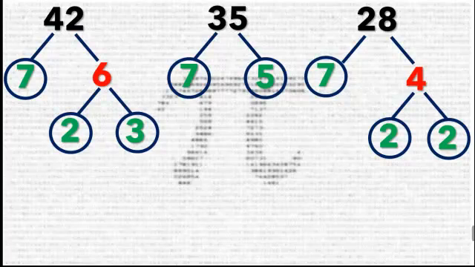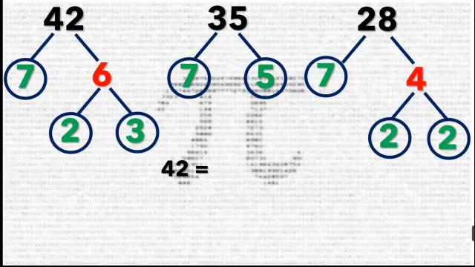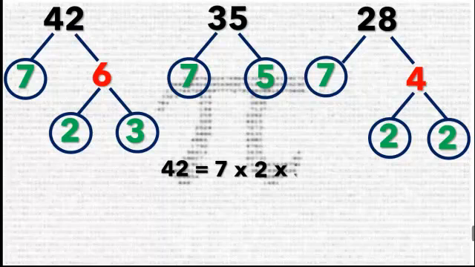Now I finished the factorization of the three numbers, so I'm going to write each number with its prime factors. 42 is 7 times 2 times 3. 35, I will write it under 42 like this. 35 equals. I'm going to write the equal factors under each other.